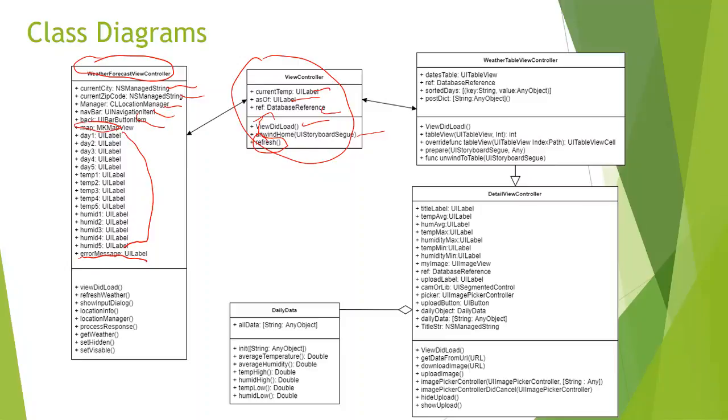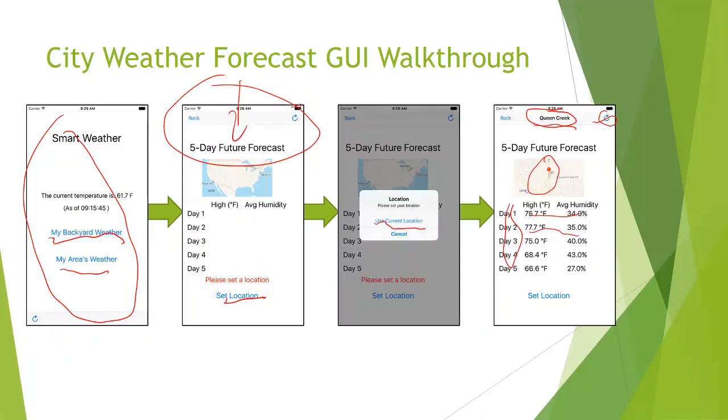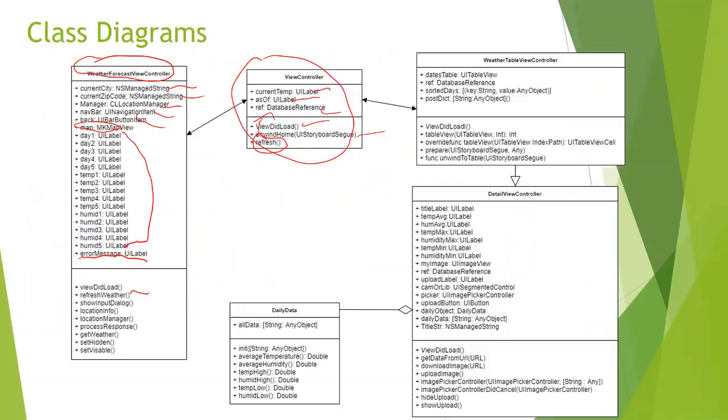Okay, so here's our refresh weather here, which is pretty self-explanatory. It refreshes the weather, so it does another API call. That's actually what this little button here does. So that's what the refresh calls. It does another API call if there's a location selected. The show input dialog is for asking to set the location.